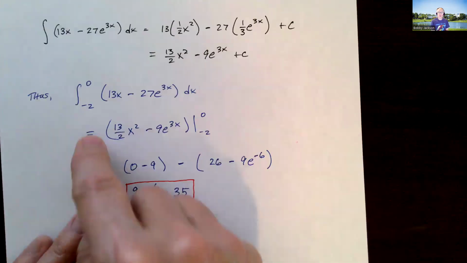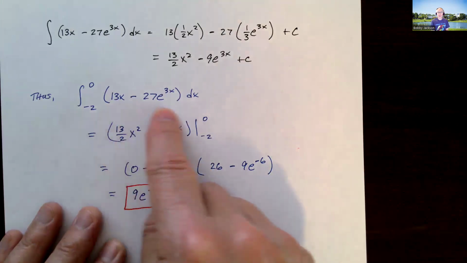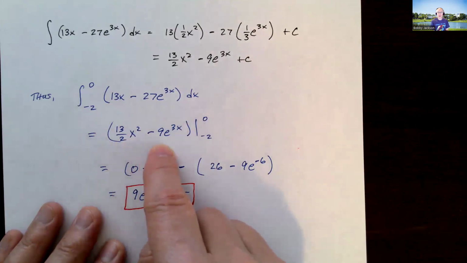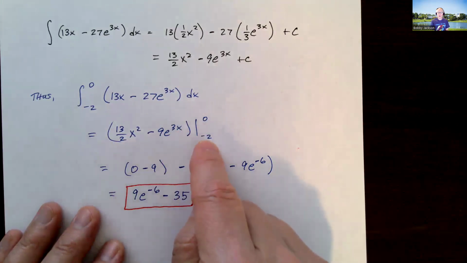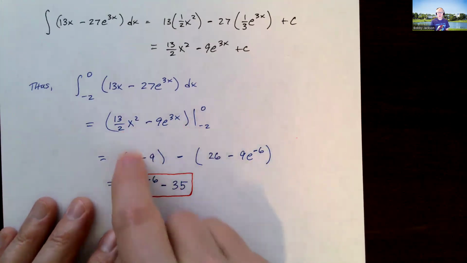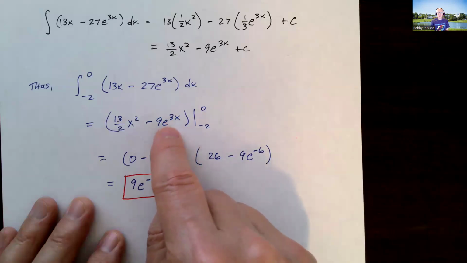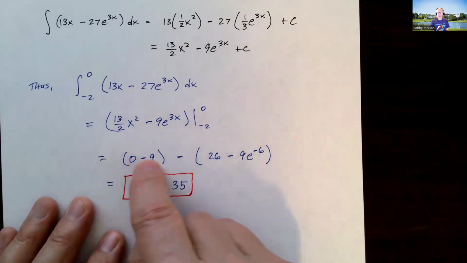So now I can use the fundamental theorem of calculus part 1 to evaluate this definite integral. The antiderivative of this we just found to be 13 halves x squared minus 9 e to the 3x. And then we're going to evaluate this at the upper limit of 0, lower limit of -2. If I plug in 0 first, this will be 0, but this, be careful, e to the 3 times 0 is e to the 0, which is 1. I get minus 9. So 0 minus 9, I'll get -9 when I plug in 0. So this is the evaluation at 0.